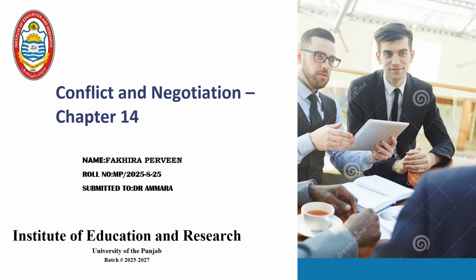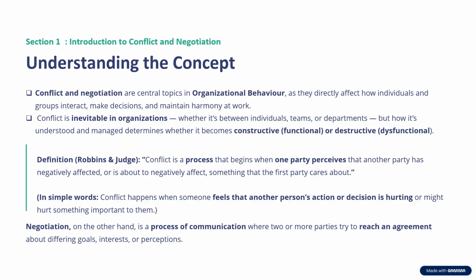In this video series, we will explore how conflict arises in organizations and how negotiation helps. Conflict and negotiation are central topics in organizational behavior as they directly affect how individuals and groups interact, make decisions, and maintain harmony at work. Conflict is inevitable in organizations, whether it's between individuals, teams, or departments, but how it's understood and managed determines whether it becomes constructive or destructive.